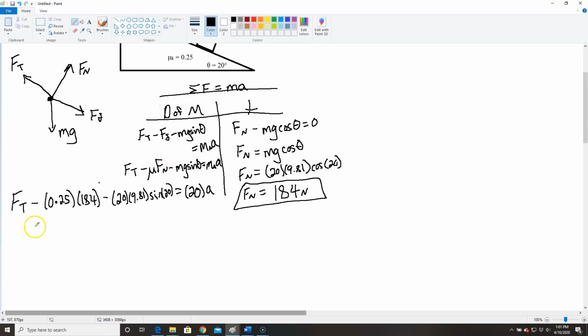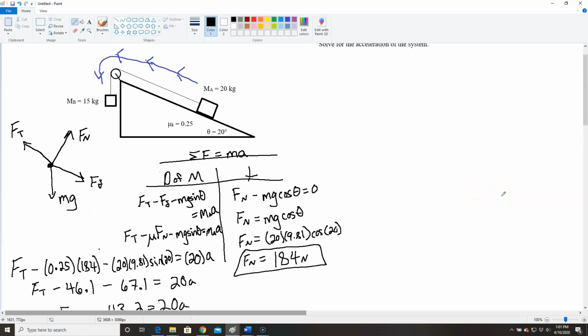So let's do some mathematics and simplify this. This will be 46.1. 20 times 9.81 times sine of 20 degrees is going to be 67.1. That equals 20a. So we simplify: the force of tension minus 113.2 equals 20a. Excuse me. That's as far as I can get looking at block A. So let's go back and look at block B.